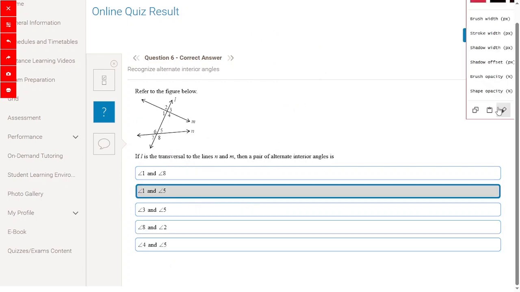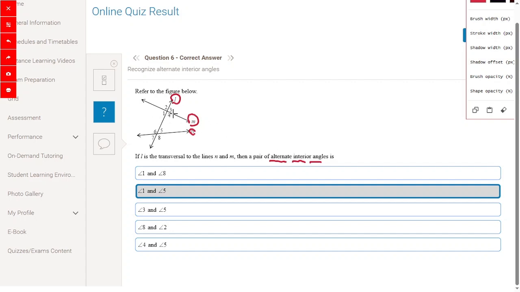Okay. Refer to the figure below. We have line L as a transversal to the lines N and M. Then the pair of alternate interior angles. Now alternate interior angles.